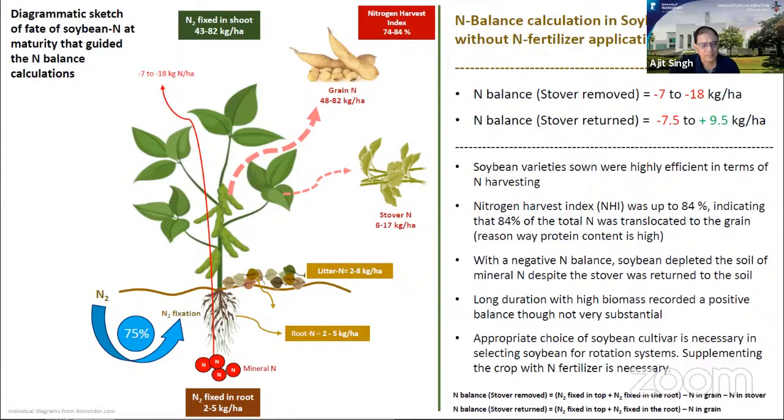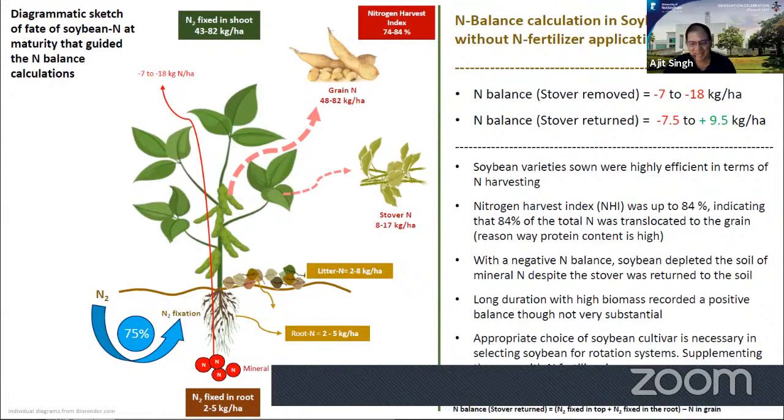Then we have, yes, certainly, the negative that I was referring to. So there is a negative balance, -7 to -18. So this N has been taken up from the soil. So in fact, growing soybean removed N from the soil, so it made the soil less fertile in terms of nitrogen. Okay. So if we can summarize this, the soybean varieties that were grown were highly efficient in nitrogen harvesting. And that's the reason why they are very high in protein content, because the soybean plant is a very efficient plant.